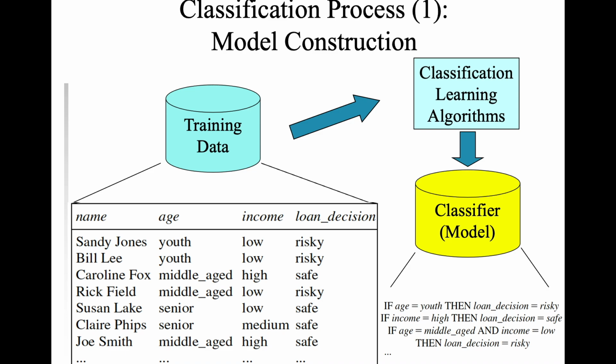As you can see here, our learned model or classifier is represented in the form of classification rules. For example, if age is youth, then how would the loan decision be? You can see that for the data instances where the age is youth, the loan decision is risky. What about middle-aged?